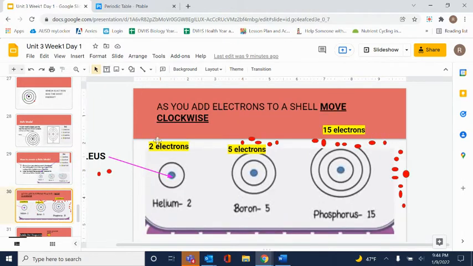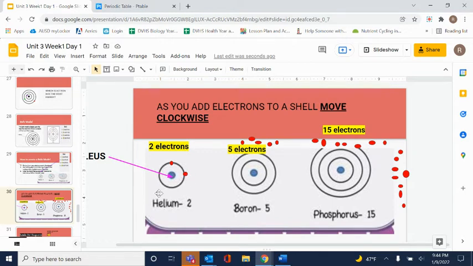So if I go back over here, if I have my little red electrons, helium can hold 2. So I'm going to go clockwise. 1, 2. Notice that this is the nucleus, so I don't draw anything on there. I found out that there are 2 electrons for helium. They are going to go on the first ring closest to the nucleus. For helium, I only needed 1 ring because it only has 2 electrons.